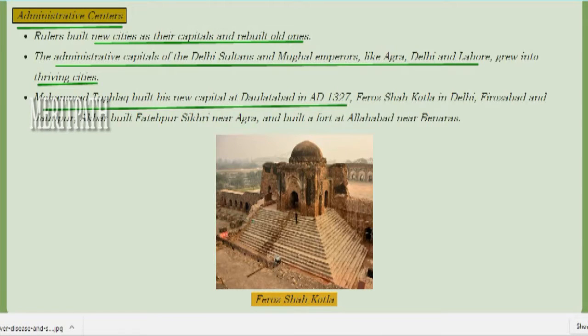There were many administrative centers as well, so the rulers built new capitals and renovated the old ones. The administrative capitals of the Delhi Sultans and Mughal emperors were Agra, Delhi and Lahore. These developed into big thriving cities. Muhammad Tughlaq built his capital at Daulatabad in AD 1327, and also Feroz Shah Kotla in Delhi, Firozabad and Jaunpur. Akbar built his capital at Fatehpur Sikri and also built a fort near Allahabad, a place near Banaras.